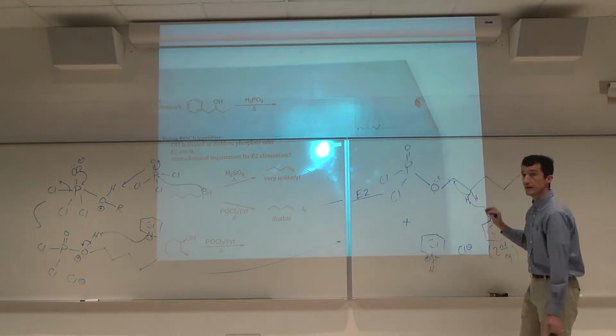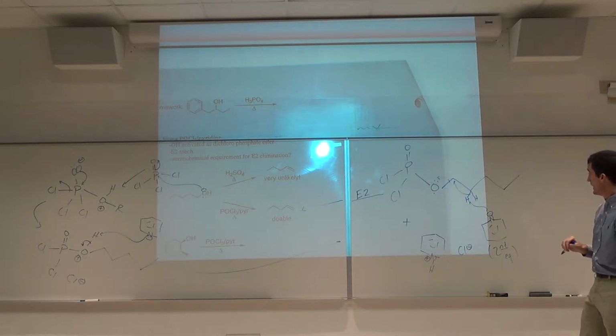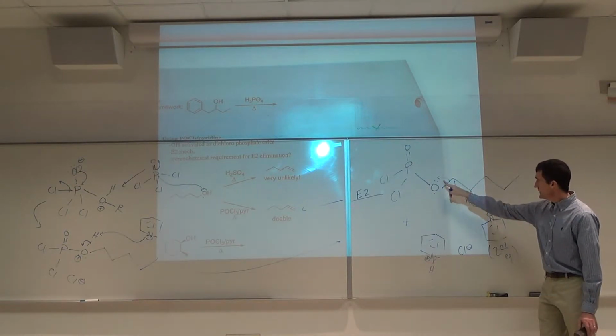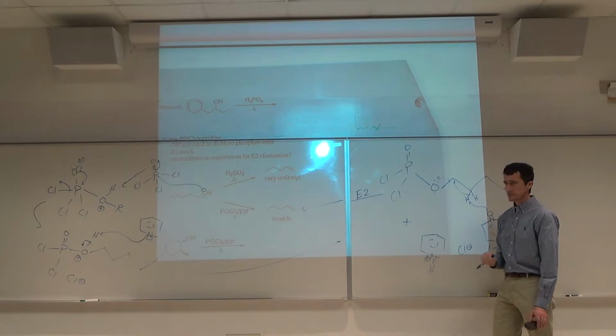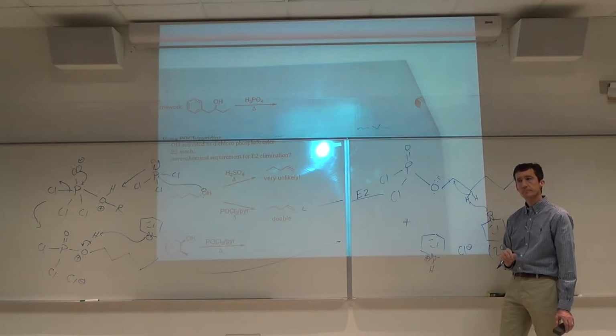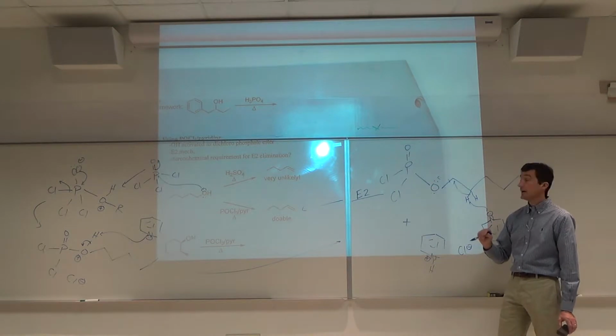E2. There's no carbocation here. Pyridine is strong enough to do the concerted beta elimination. Is this oxygen a decent leaving group? Yes. The answer is yes.